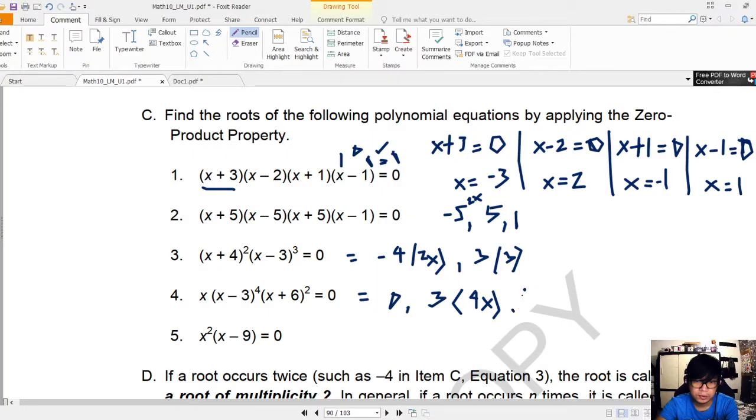Tapos, yung negative 6 pala. Negative 6, 2 times. Ayan. Ito naman, the first factor is 0, 2 times.